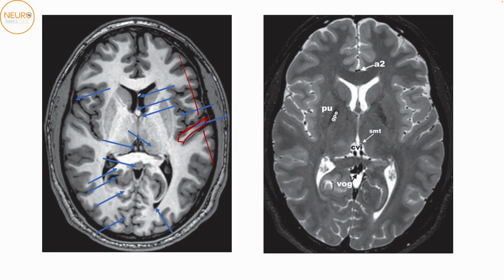You have the frontal horns. You have the septum pellucidum present over here. This is all the fornix, the anterior pillars of the fornix. This is a very obvious foramen of Monro over here. This is the thalamus.